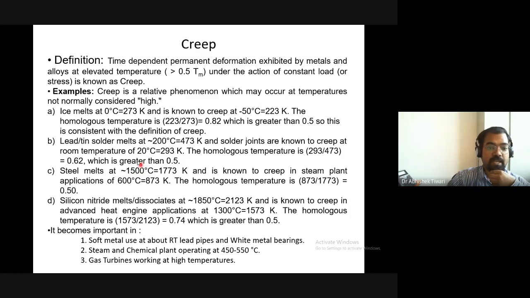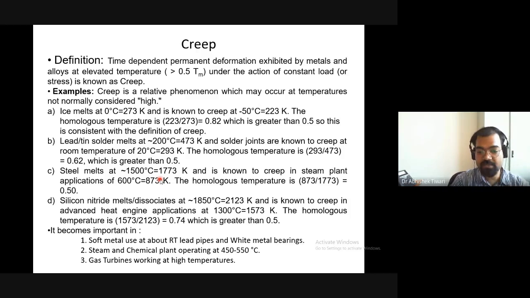Similarly, you can have lead, which melts at 200 degrees Celsius. So again, the creeping of lead can happen even at room temperature. At 20 or 25 degrees Celsius, which is room temperature, lead will already be creeping. And if you compare this with steel, for steel to deform and show time dependence, it will take a very high temperature.